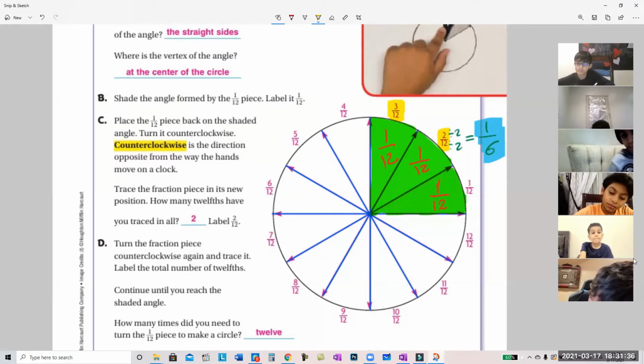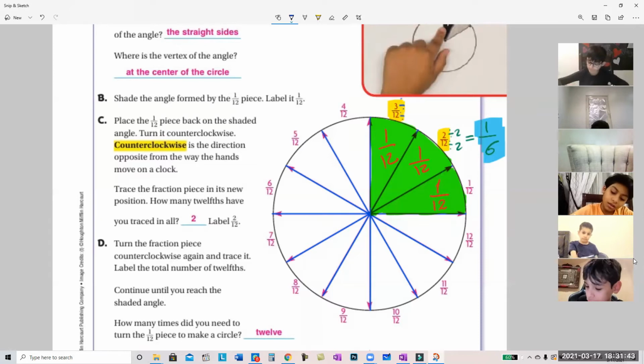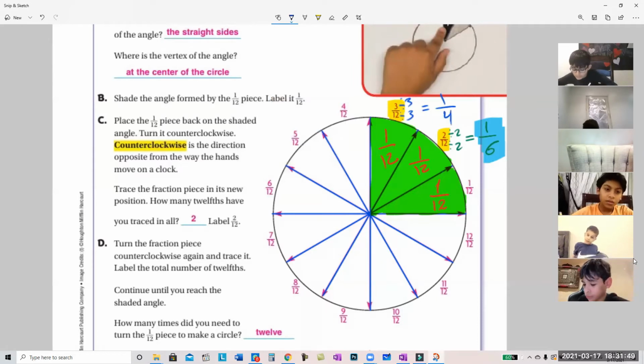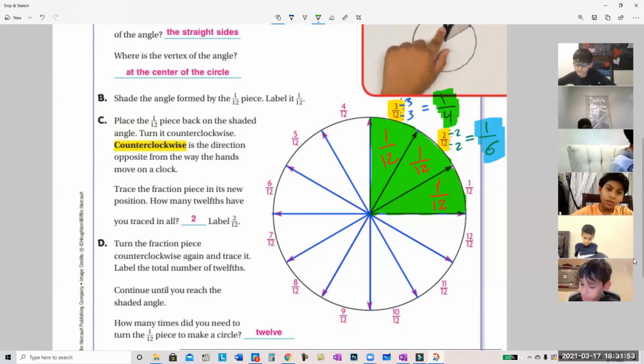Okay, so how can we divide 3 over 12 here? So we're gonna divide by what? 12 is in table 3, so we're gonna divide by 3. So 3 over 12 divided by 3 equals 1 over 4. So that's our fraction here, 1 over 4.